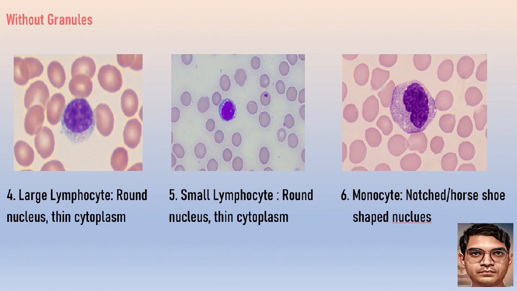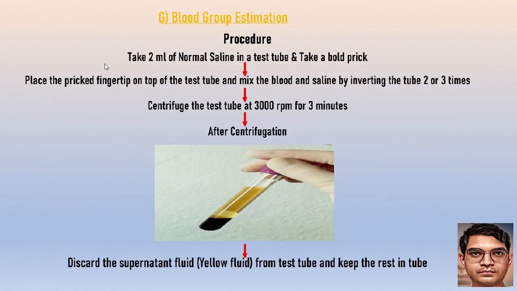WBCs. In the procedure of blood group estimation, take 2 ml of normal saline in a test tube and take a bold prick. Place this pricked fingertip on the top of the test tube and mix the blood drop with the saline inside the tube by inverting the tube 2 to 3 times.